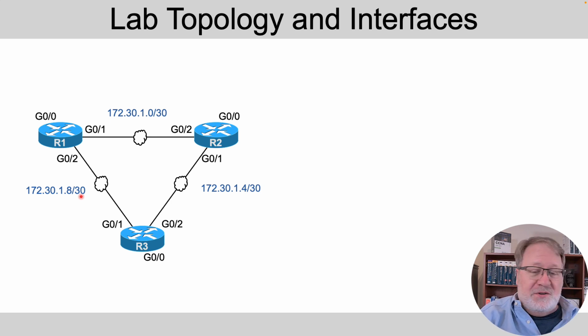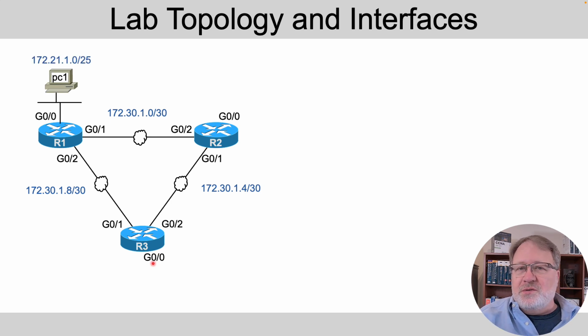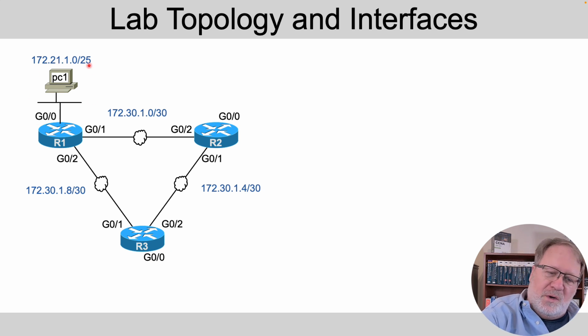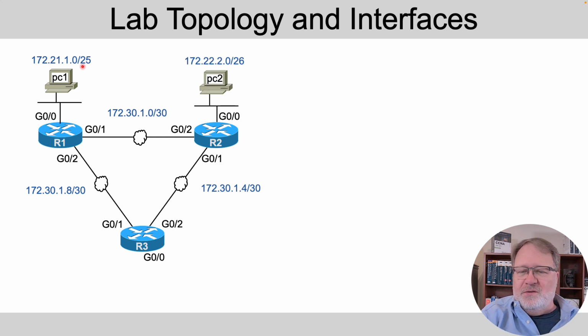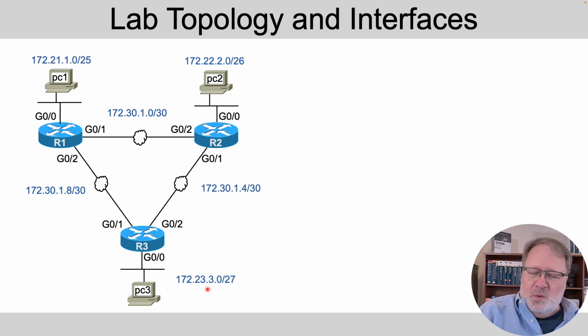All right. There's also this gig 0/0 interface on all 3 routers, and those are the LAN interfaces, which are connected to a switch that creates an Ethernet. All the devices are in one VLAN and one subnet. So we've got a sample PC up there that's in subnet 172.21.10 with a /25 mask. And over here off router 2, there's a different subnet, different PC, and a third subnet with a third PC down here.